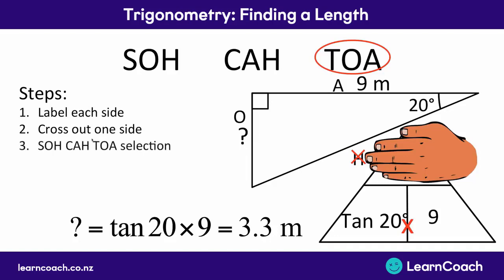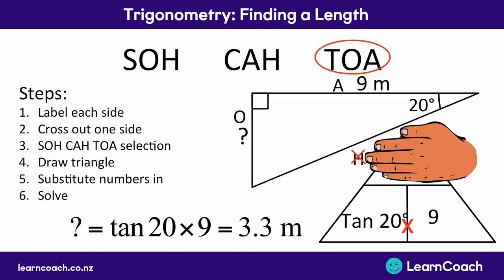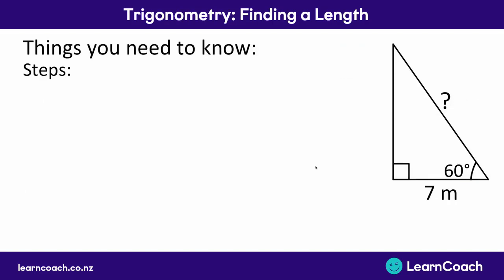You chose out of SOH, CAH, and TOA, and we chose TOA. You drew your TOA triangle. Then you put in what you knew. You knew T was tan 20. You knew that A was 9. And we covered up the one we wanted to find so we could solve the problem. We covered up O.